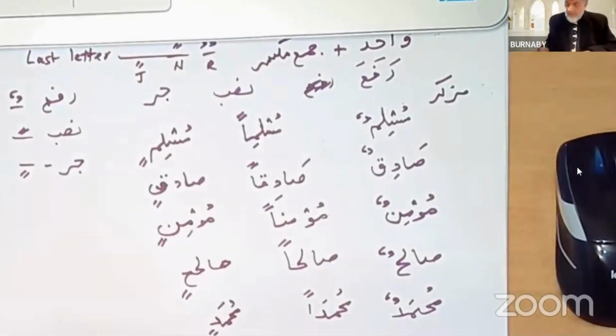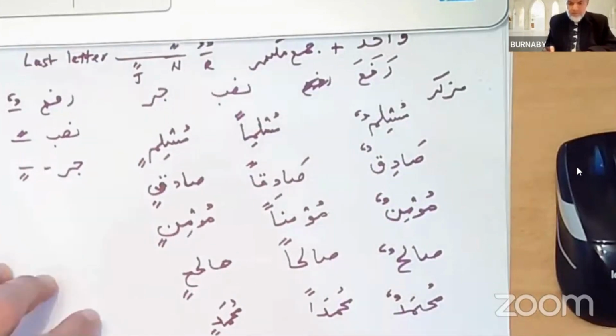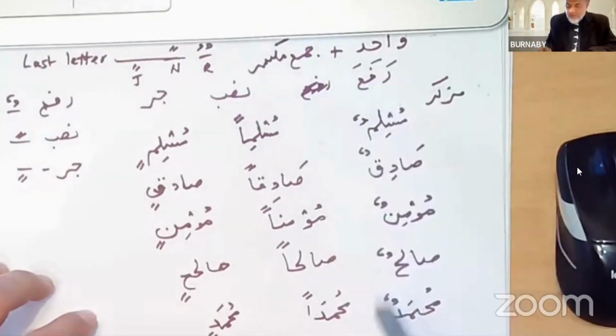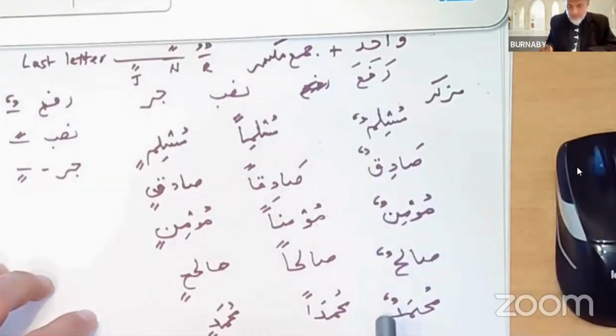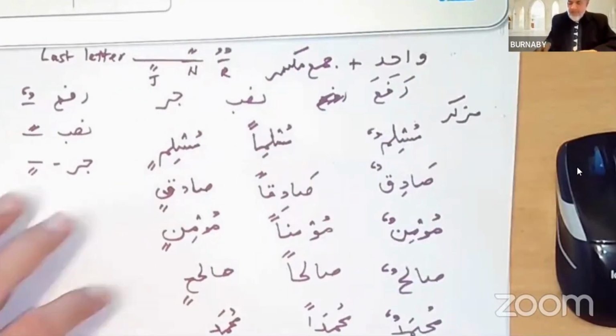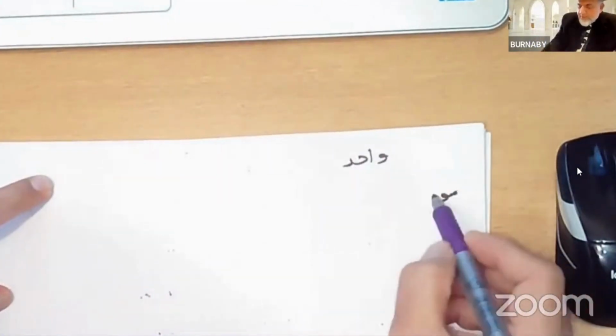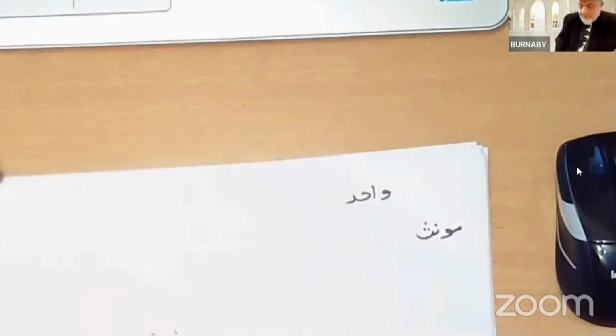Why? Is Muhammad Wahid? Yes. And it's Muzakkar, right? Yes. So as soon as I see Wahid, I know Dammatan is Rafa, Fatatan is Nasab, and Kasratan is Jar. Agree? Okay, good. Now let's look at the feminine part of Wahid. If I say Wahid and Muannas, let's take the same example again.